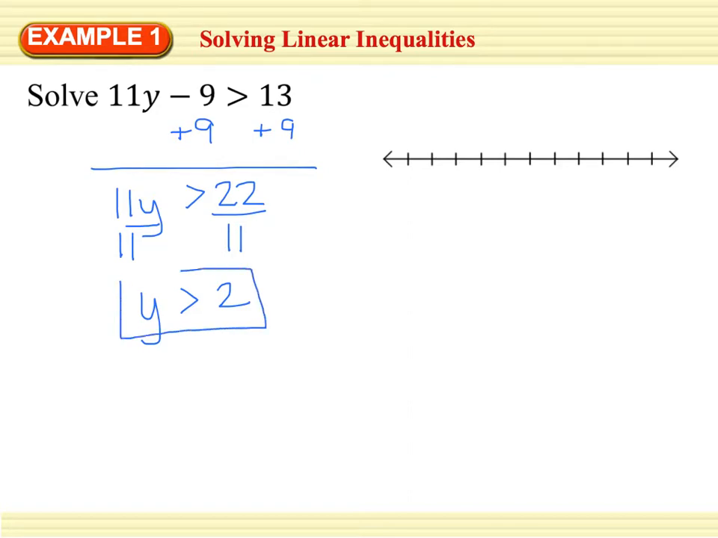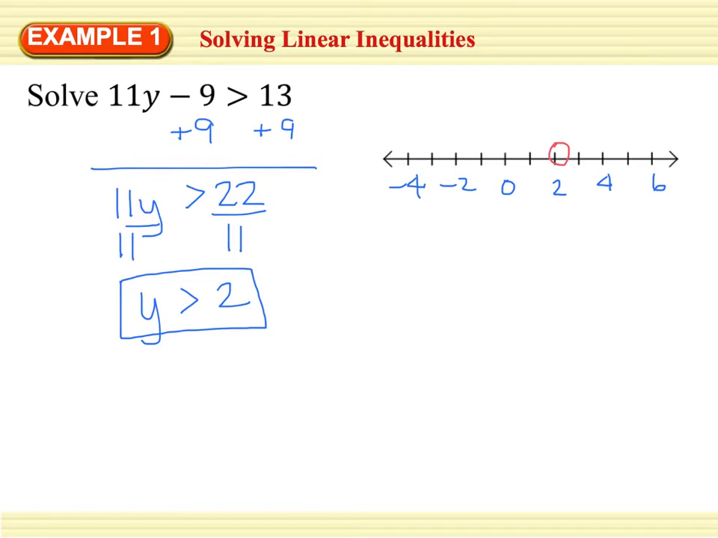This then becomes my solution. When I graph this, I'll do it over here on the number line. I'll list a few points here: we have -2 and -4. Because this is a greater than symbol, when I go to graph this, I'm going to put an open circle, since I do not include 2, over 2. Then I'm going to pick a test point, and shade or draw an arrow in the direction where my inequality is true.